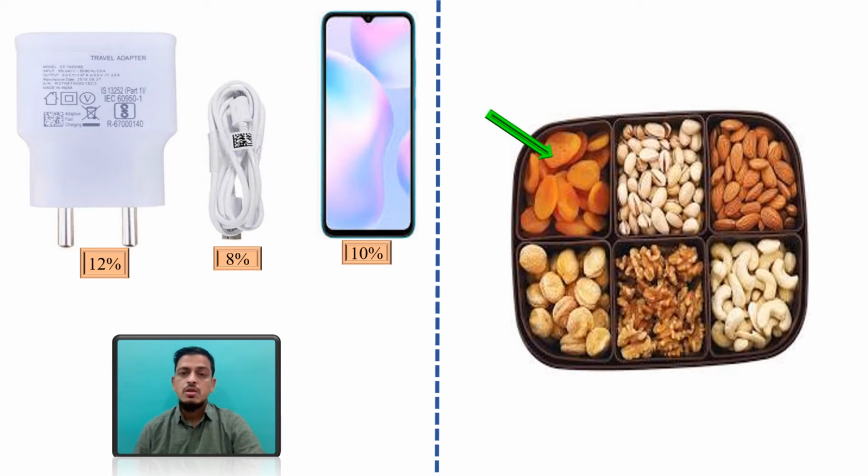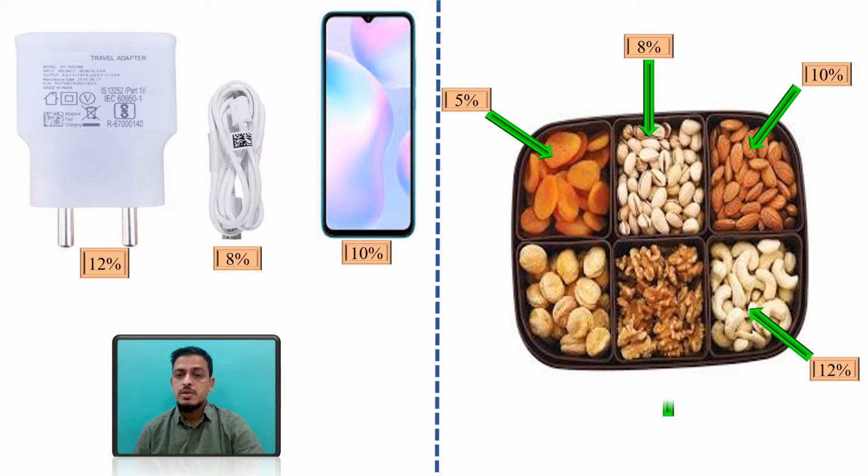Now let's see another example, in which different rates are applicable. Say for example, on this apricot, this plum, 5% is applicable. Then on this item, pista, 8% is applicable. Almond, 10% is applicable. Cashew, 12% is applicable. Then walnut, 15% is applicable. Then this is also plum, dried plum, and on that 7% is applicable. Now these items are not naturally bundled, they can be sold separately.